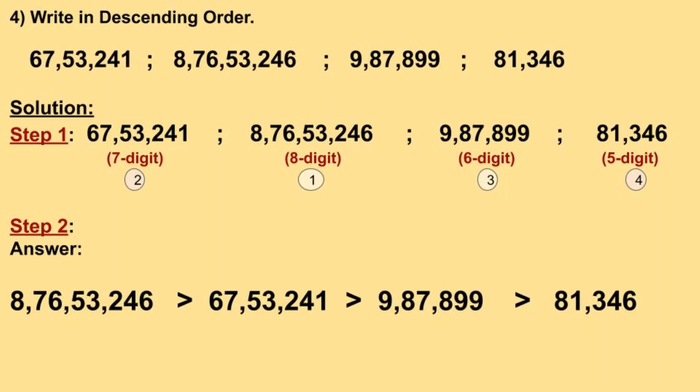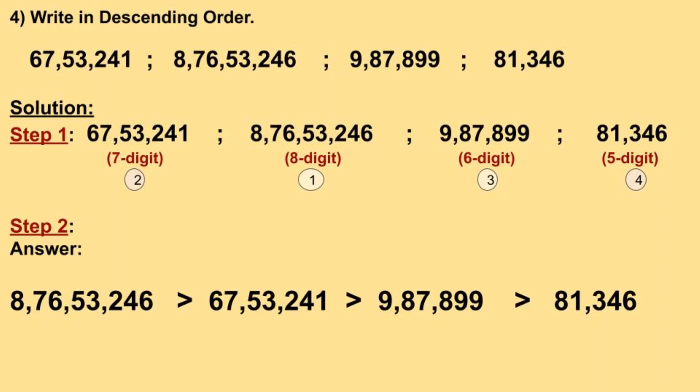Number 4. Write in descending order. The given numbers are 67,53,241. The second number is 8 crore 76,53,246. The third number is 9,87,899. The last number is 81,346. Descending order means arranging numbers from largest to smallest.